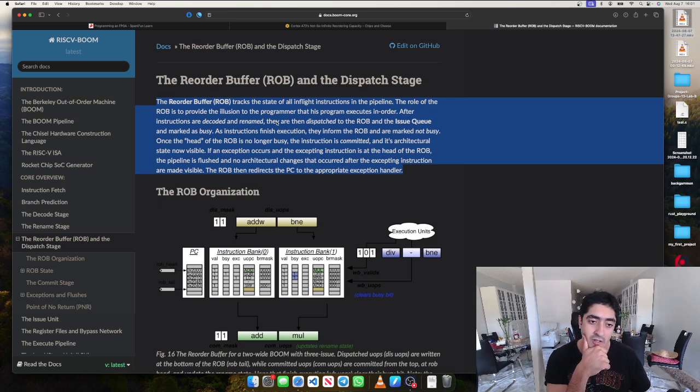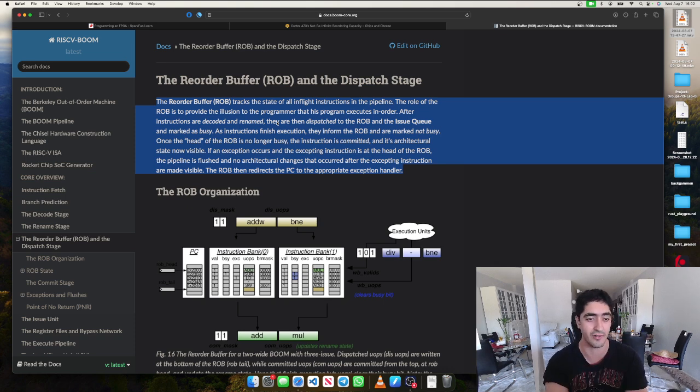After instructions are decoded and renamed, they are then dispatched to the ROB and the issue queue and marked as busy. As the instructions finish execution, they inform the ROB and are marked not busy. Once the head of the ROB is no longer busy, the instruction is committed and its architectural state is now visible. If an exception occurs and the excepting instruction is at the head of the ROB, the pipeline is flushed and no architectural changes that occurred after are made visible.